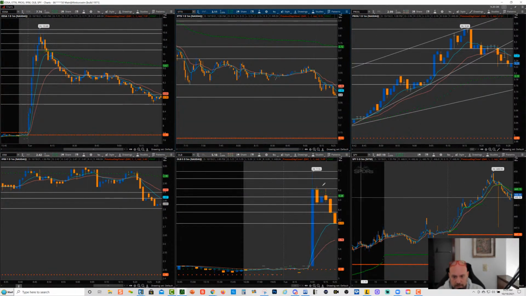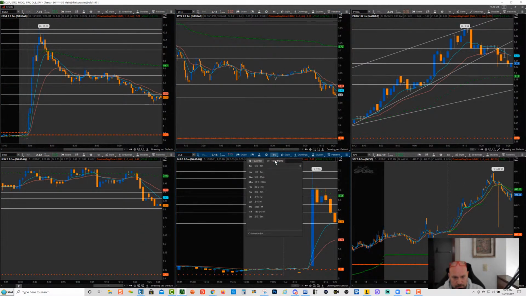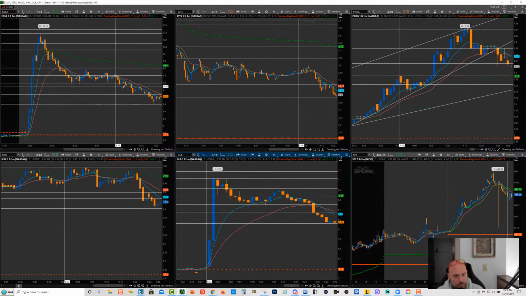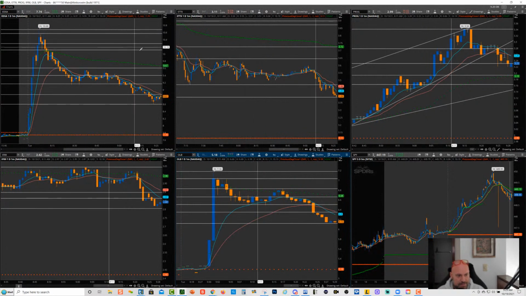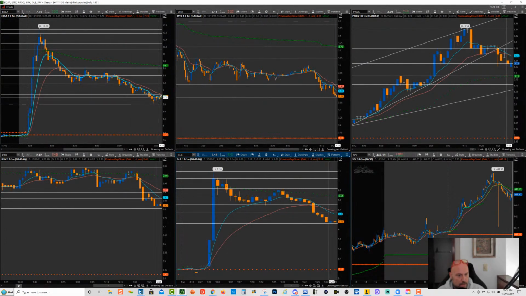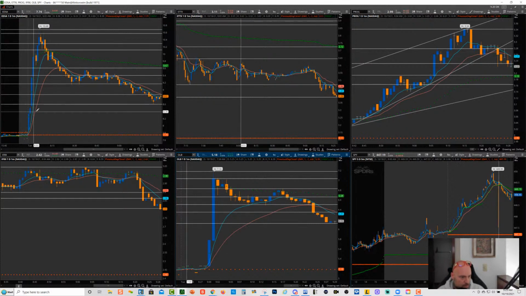This is just my style. Again, everybody's strategy is different. I look for, you see the moving average lines? That blue line's the 9 EMA, the red line's the 20 EMA. I like crossovers when that blue line is pointing up and crossing above that 20 EMA.